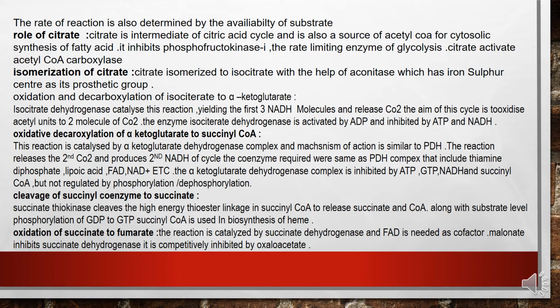Isomerization of citrate. Citrate is isomerized to isocitrate with the help of aconitase, which has an iron sulfur center as its prosthetic group. Oxidation and decarboxylation of isocitrate to alpha ketoglutarate. Isocitrate dehydrogenase catalyzes this reaction, yielding the first NADH molecule and releasing carbon dioxide. The aim of the cycle is to oxidize acetyl units to 2 molecules of carbon dioxide. The enzyme isocitrate dehydrogenase is activated by ADP and inhibited by ATP and NADH.